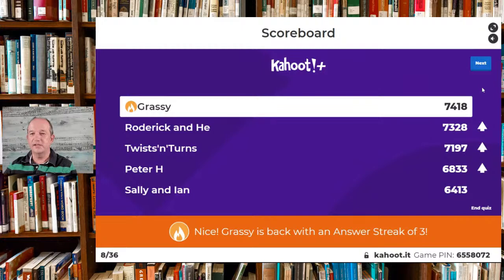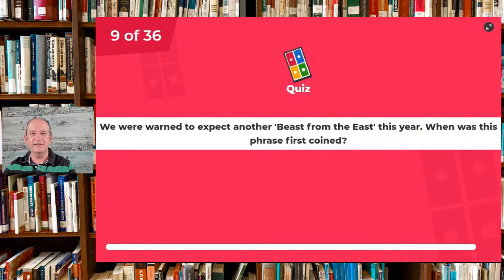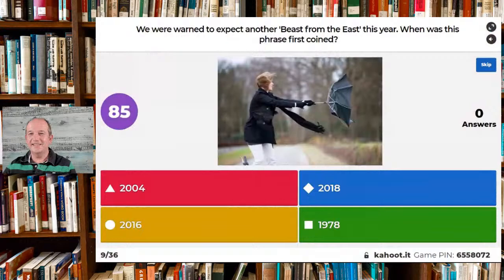And it's all about the beast from the east. So every year, it seems nowadays, we get warned to expect the beast from the east. But when was that? When was the first one? When was the phrase first coined? Was it 2004, 2018, 2016, or 1978? Beast from the East. When did we first get one of those? 2004, 2018, 2016, or 1978?